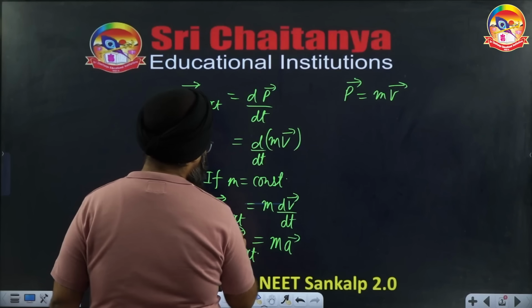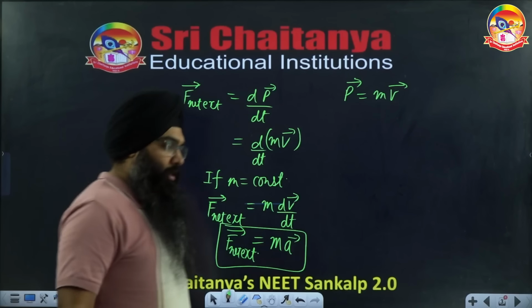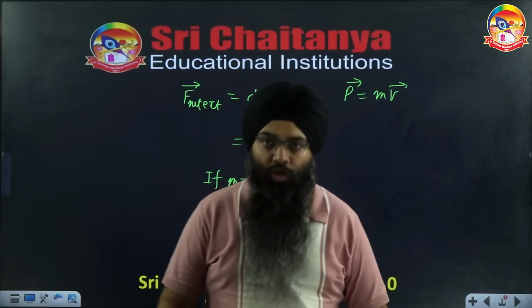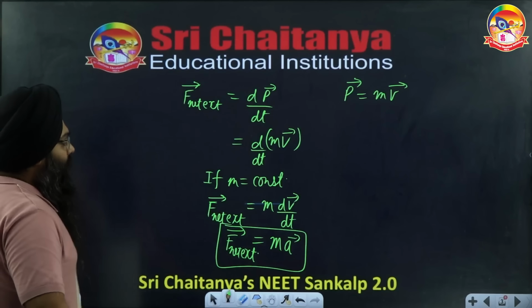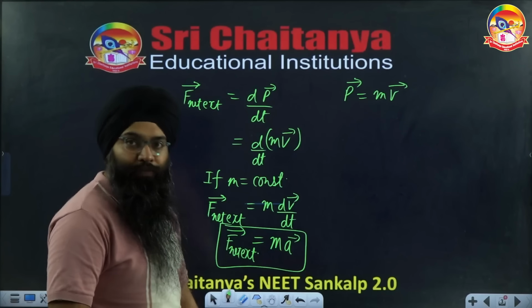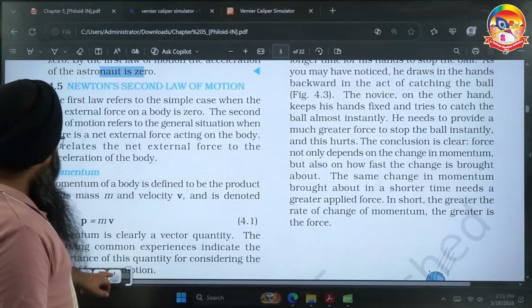So a very important statement: if there is a net external force on the body, then obviously there will be an acceleration of the body. And how do we relate that acceleration of the body with the net external force? Net force is equal to mass into acceleration. Okay, this is a very simple concept. Now let me read this particular concept.